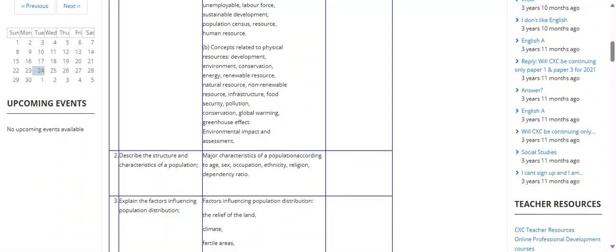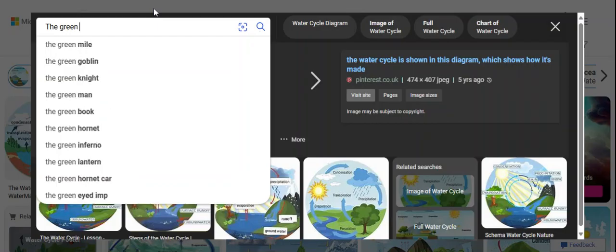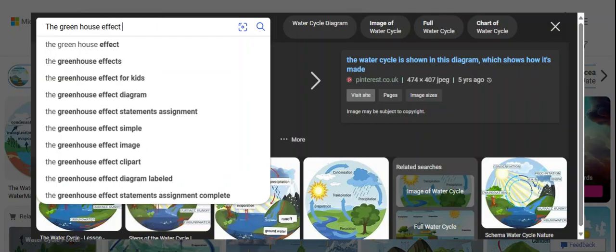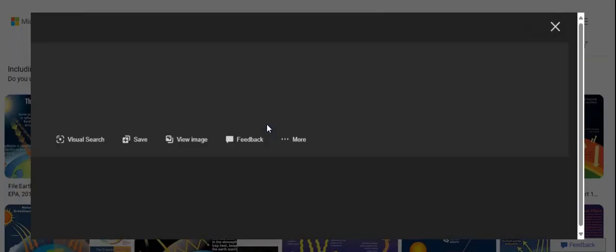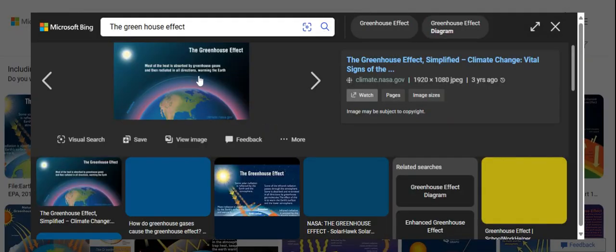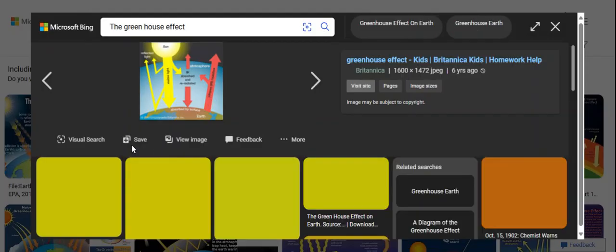So let's look now into the greenhouse effect. The greenhouse effect. So let's go into this. Let's look at a reasonably good image.